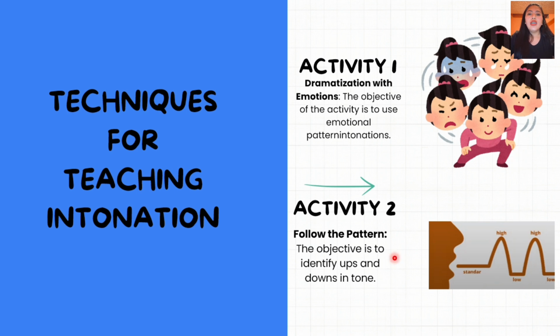Activity 2. Follow the partner. The objective is to identify the rises and falls of pitch in sentences. For example, an audio recording of sentences such as, "What are you doing?" will be used, where the students listen to the recording and draw rising and falling lines according to the intonation patterns.